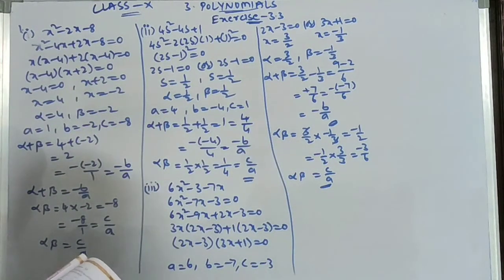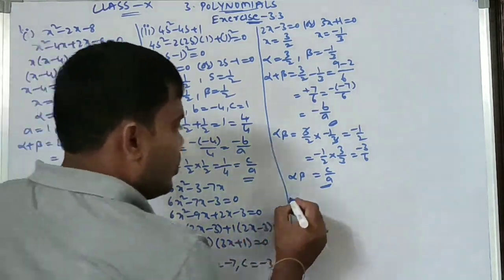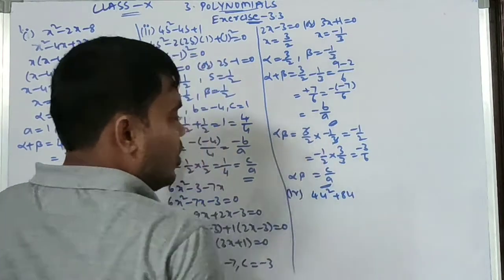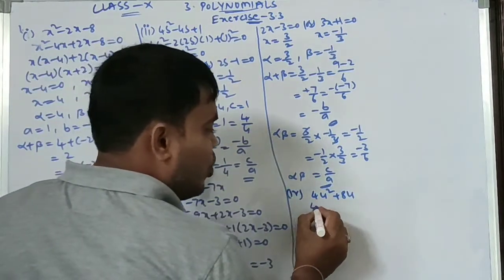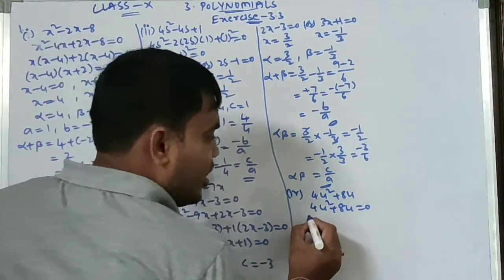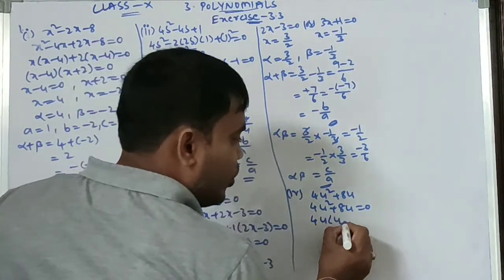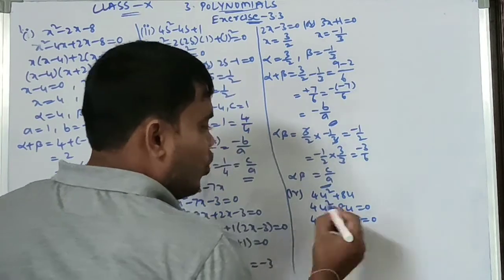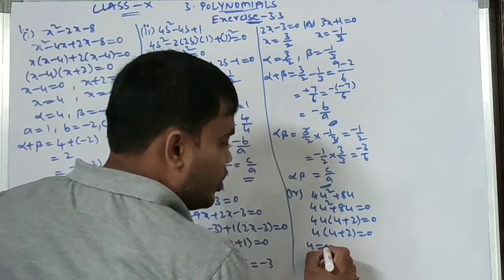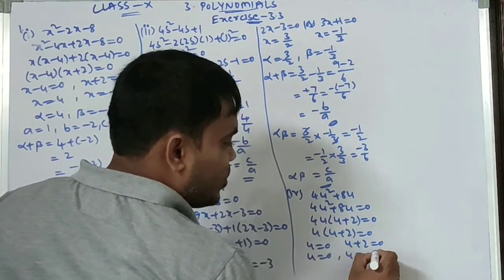Next, fourth, 4u square plus 8u. I want to make it equal to 0. 4u square plus 8u equal to 0. Taking 4u common, u plus 2 equal to 0. 4 bringing outside, u of u plus 2 equal to 0. U equal to 0, u plus 2 equal to 0. U equal to 0, u equal to minus 2.